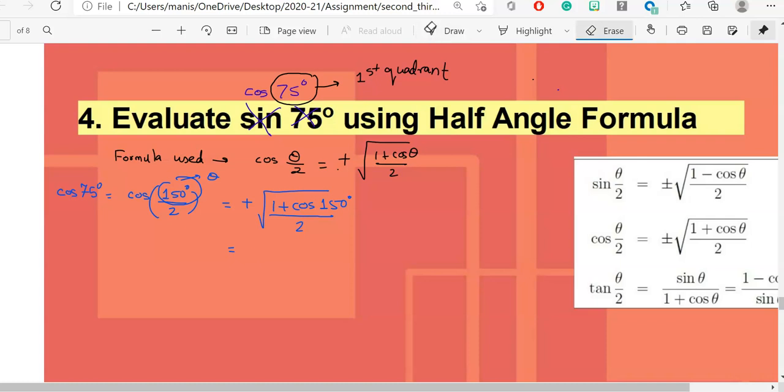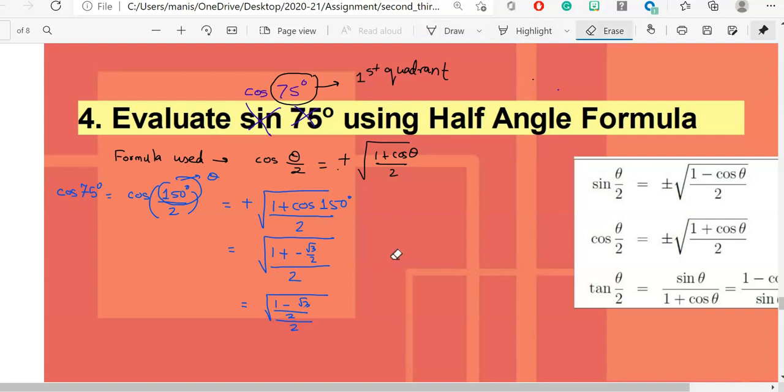Let me pick this color. 1 plus cosine of 150. We have to use the unit circle to find the value of cosine of 150 degree. Cosine of 150 degree is negative radical 3 over 2. So let's write the next step over here. Next step will be like this: 1 minus radical 3 over 2, and everything divided by 2.